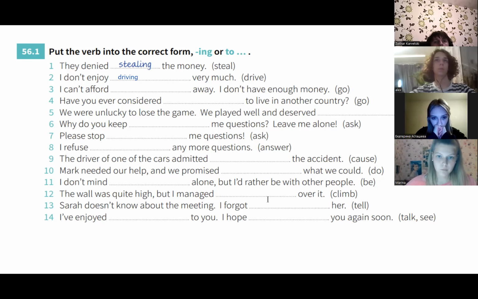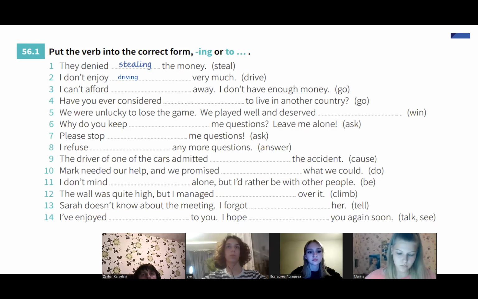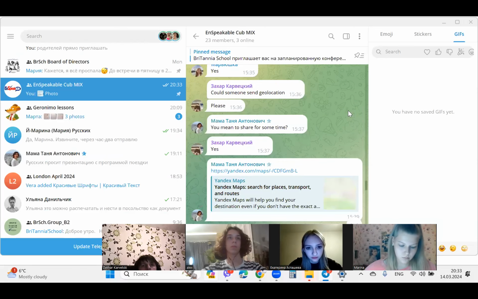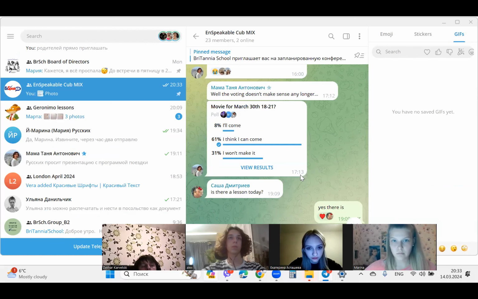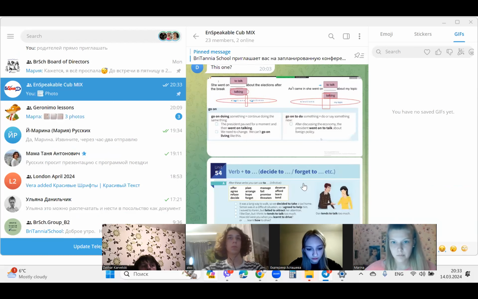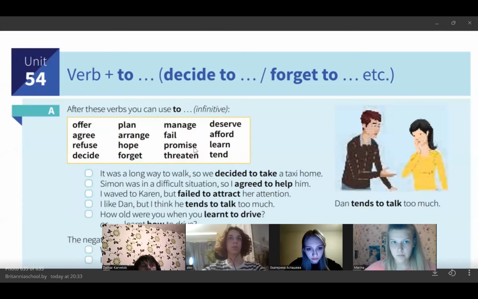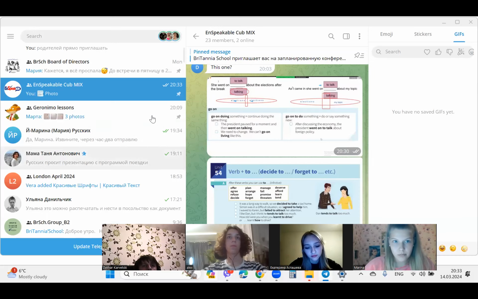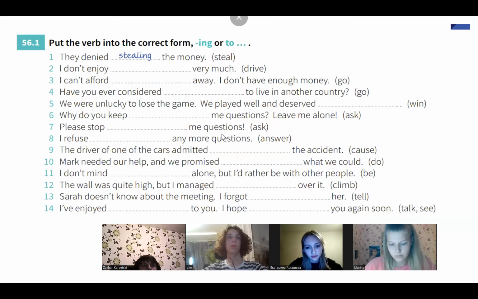Like before, after this word, we need to put to. After these words, you normally use the infinitive. Have a look. There is a list of words after which you always take a specific type of verb, infinitive. Offer to do something, plan to do something, manage to do something, deserve, and here is the word afford. To afford means to be able to buy something. So Vlada was originally right. I just doubted it to make sure you are sure of the difference.